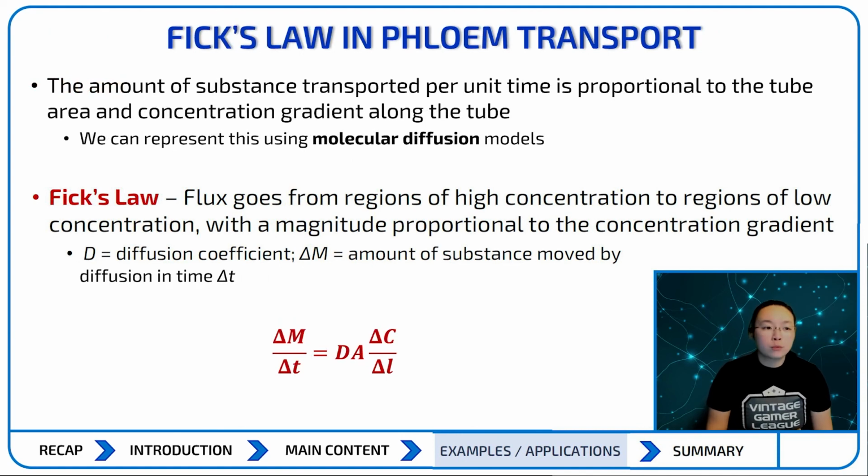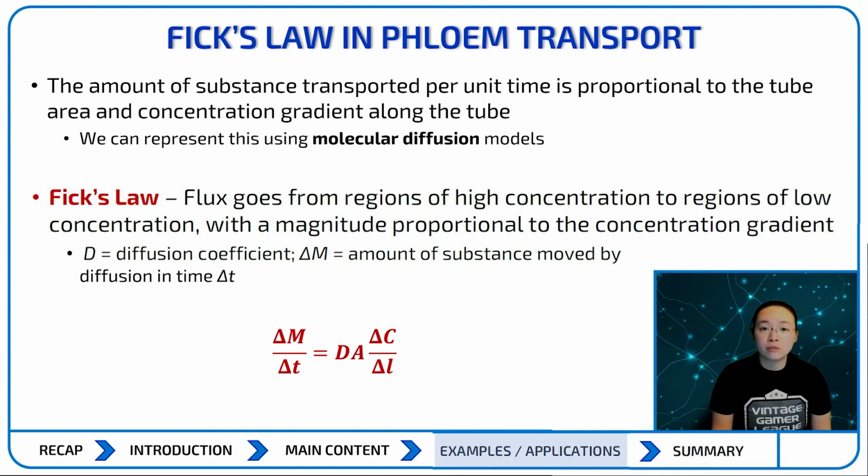So what about phloem transport? Is there a way to model this? We have to present something called Fick's law. So what we can say is that in phloem transport, the amount of substance or solute that's transported per unit of time is going to be proportional to the tube's area, as well as the concentration gradient along the tube. So the best way of doing this is to use a molecular diffusion model, and one of the most famous models is Fick's law.